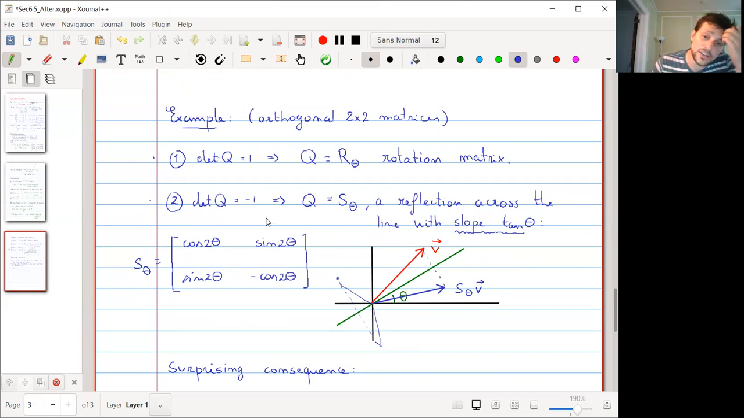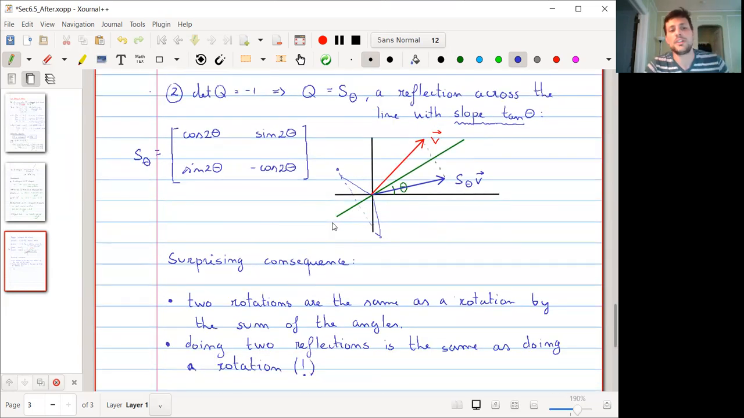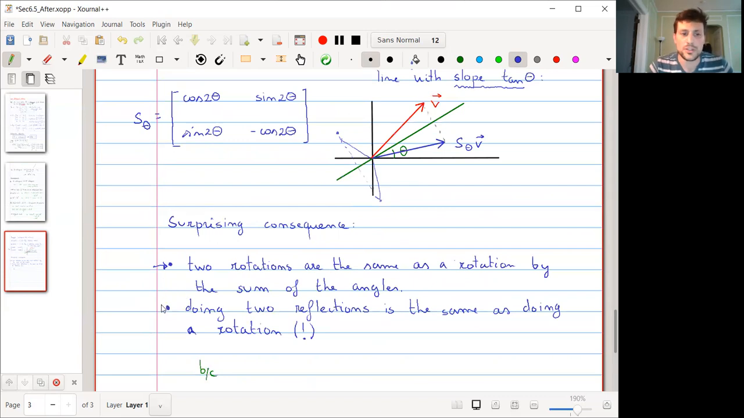This classification here seems pretty harmless, but it has one very surprising consequence. Let's see. There's something that we already know. If I take two rotations and I multiply them together, I get another rotation of the sum of the angles. So far, so good. If I do two reflections across two different axes, two different lines, the composition of them, so reflecting once and then reflecting another time, is the same as doing one rotation.